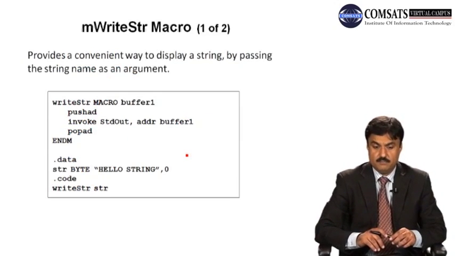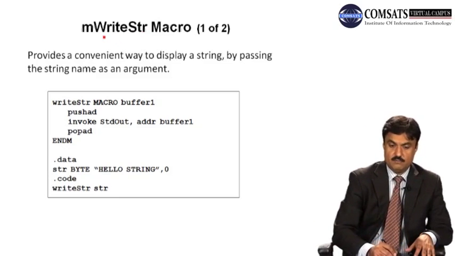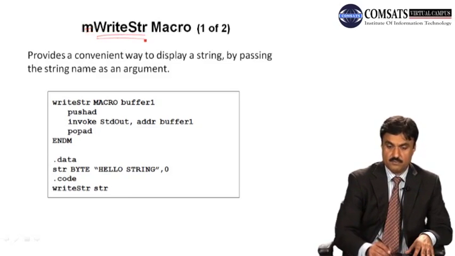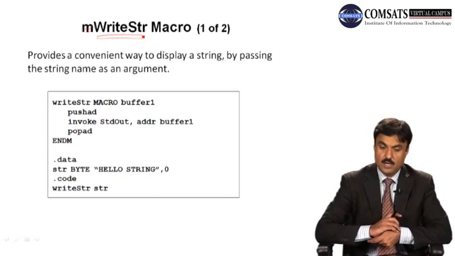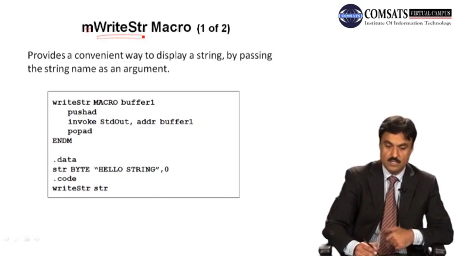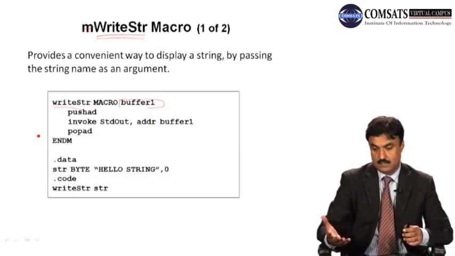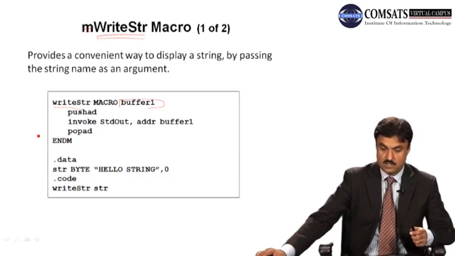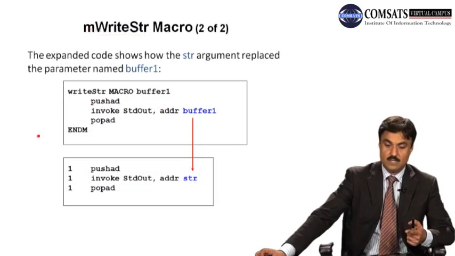For example, we have the write string macro. What will this write string macro do? It provides a convenient way to display a string by passing the string name as an argument, as you saw in the previous example. So the write string macro, and we have buffer1, and a string name has been passed as an argument, like here is buffer1, and then str1.